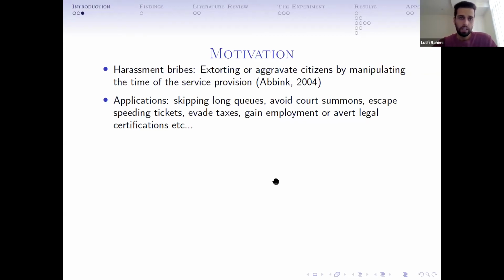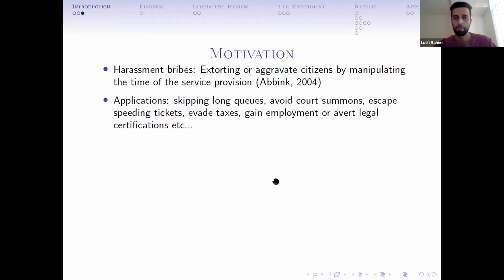So specifically speaking, in the experiment, I look at harassment bribery, or bribes. Harassment bribes are defined as aggravation of citizens by a public official by manipulating the delivery of the service, the timing of the service delivery. So you want to go and get a passport. That would be a very simple application. So let's say you want to get your passport, they delay the process of this application until you pay some sort of bribe to receive the service that you're entitled to for free otherwise. So this is specifically what we talk about when we're talking about harassment bribery.